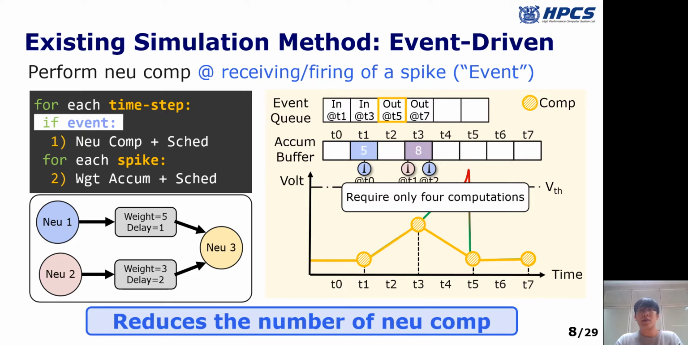This is the basic mechanism of the event-driven simulation. As you can see, it incurs only 4 neuron computations compared to the 8 in the time-driven counterpart, and thus it reduces the number of neuron computations.